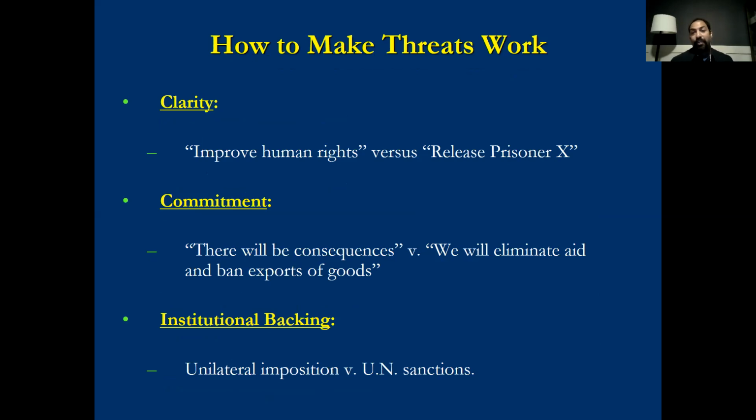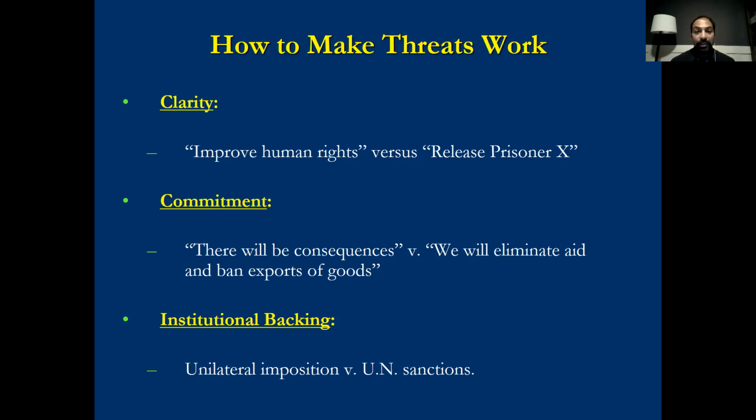So how do we make threats work? Let's start with that. For one thing, in order to make threats work, the first thing that the United States has to do, or any sender has to do, is to actually make them clear. So let's think about these two comparisons. One thing you could say is that we're going to impose sanctions, and in order to get the sanctions removed, the target has to improve its human rights. That's really vague. Or you could say release a particular prisoner. That's easier to understand, that's easier to do.